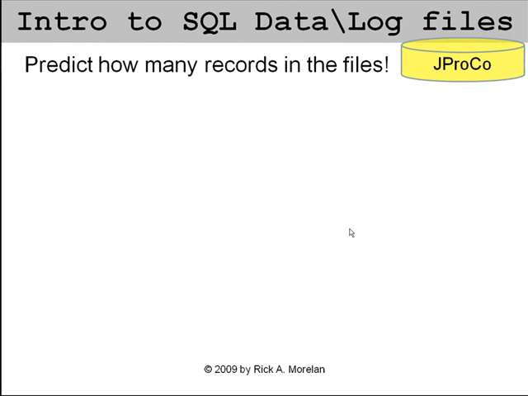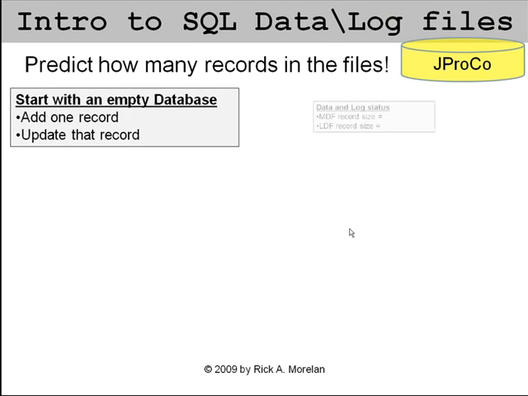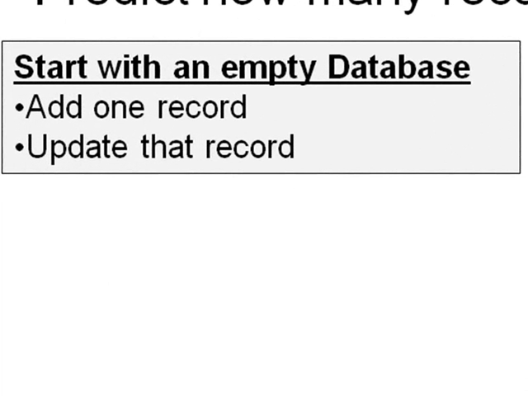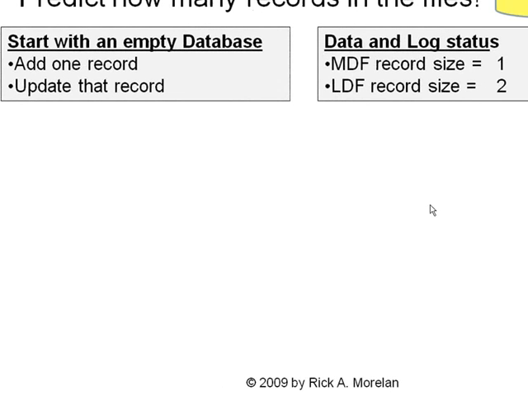So, see if you can predict how many records are in the following files. Okay, you start with an empty database. You add 1 record, and you update 1 record. What will be the record size of your MDF? And what is the record size of your LDF? The answer is, there's only 1 record in your data file, but your log has recorded 2 changes.